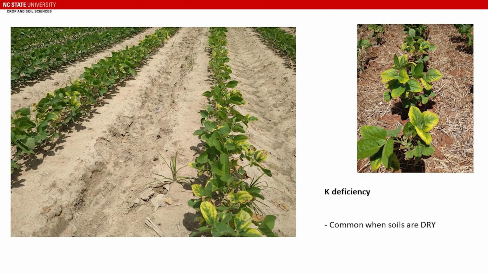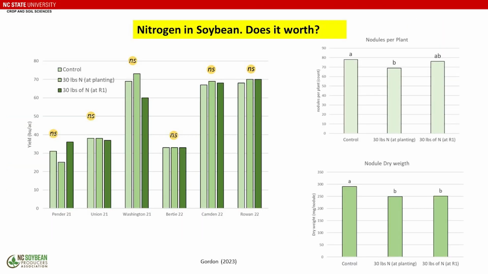This is the potassium deficiency. And this is a soil that was in that range from 30 to 50. And you can see there is deficiency while the soil was dry. After the rain, it just vanished by itself. And so this is the reason that we have those protective recommendations.